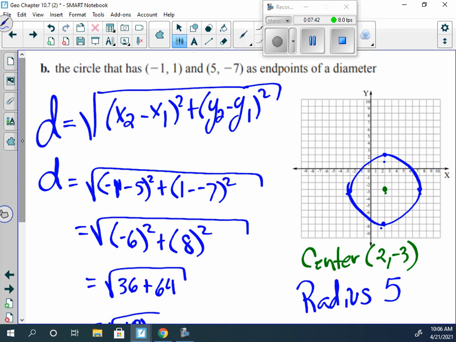Now, if we drew this exactly right, well, -1, 1 is a point on this circle, and 5, -7 should show up as well, as long as we're able to draw this as exactly a circle.